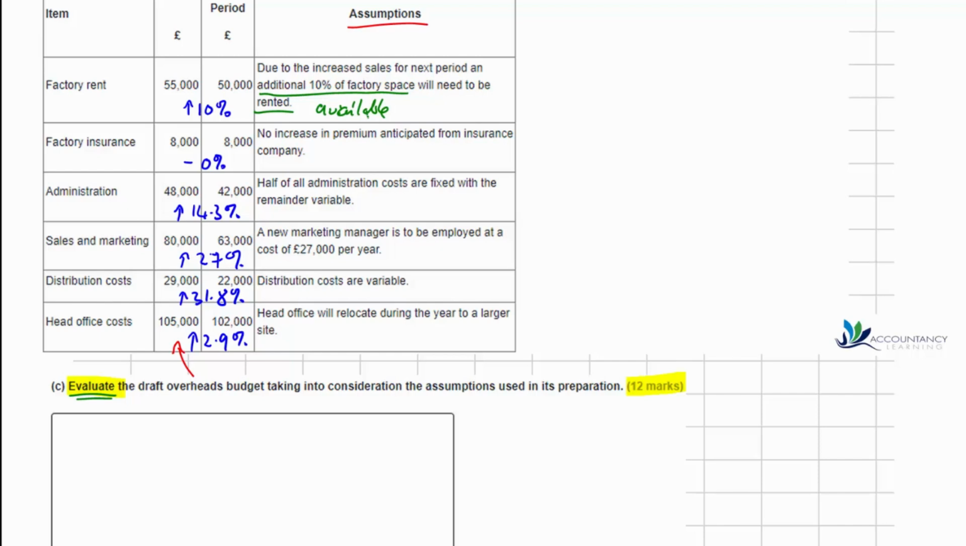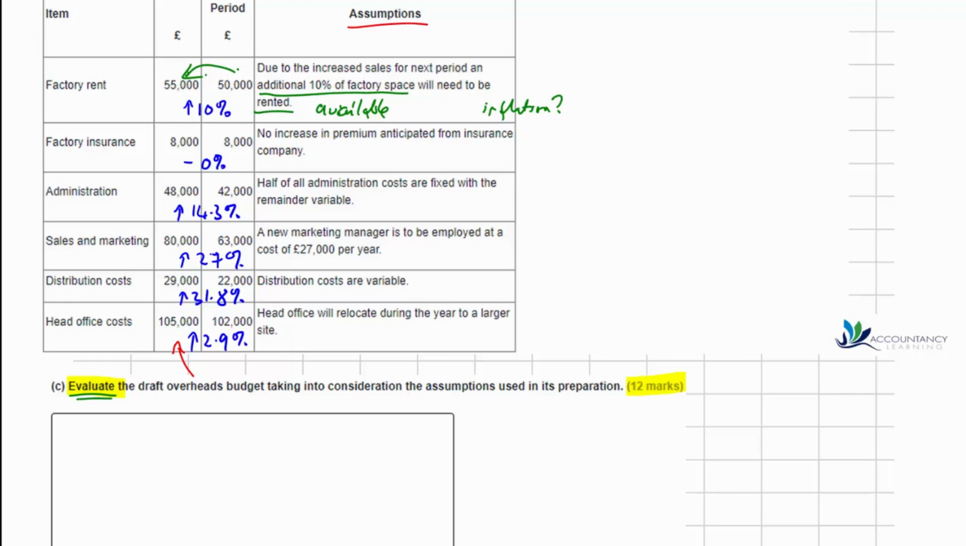And also, they're considering a 10% increase, but what about inflation? So we would expect that rent costs would go up compared with the previous year. So if they're increasing the factory space by 10%, that accounts for the movement between these two numbers, but it doesn't include any cost increase for inflation. So overall, it would suggest that the factory rent budget of 55,000 is too small and probably needs to be a bit bigger.